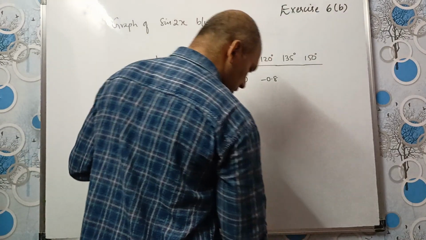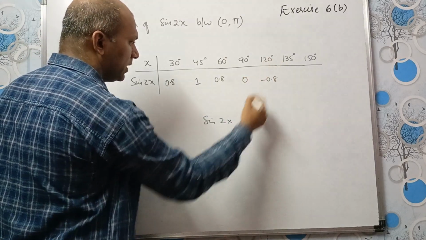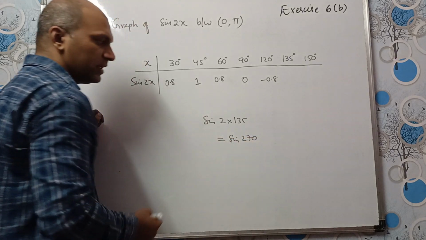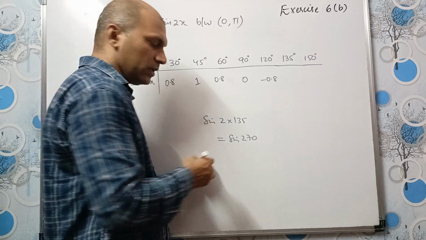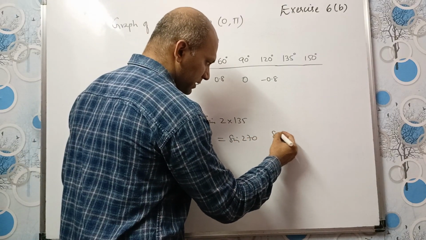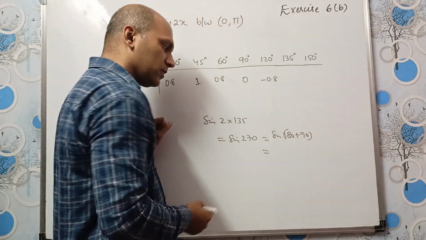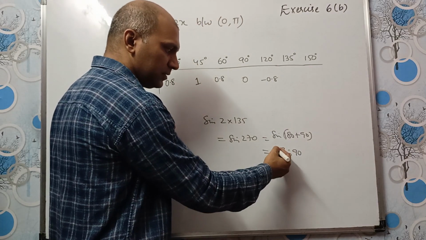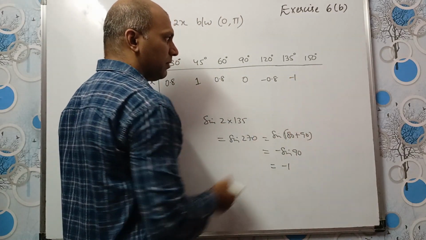Okay. What about 135 now? Sine 2 into x value is 135, so this will be sine 270. Sine 270 is equal to 1, right? We can write this as sine 180 plus 90 degrees. Sine will not change, 90, right? But this will be negative, minus 1.